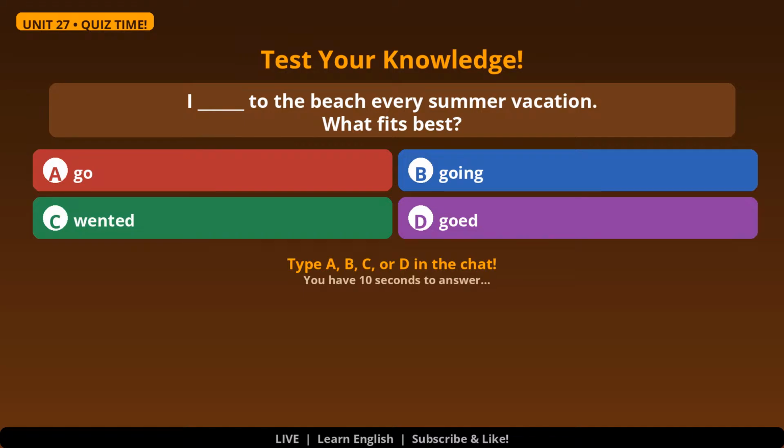Time for a quick quiz. Here's the question. To the beach every summer vacation. What fits best? Option A, go. Option B, going. Option C, went. Option D, goed. Think about it. Type A, B, C, or D in the chat. You have 10 seconds.